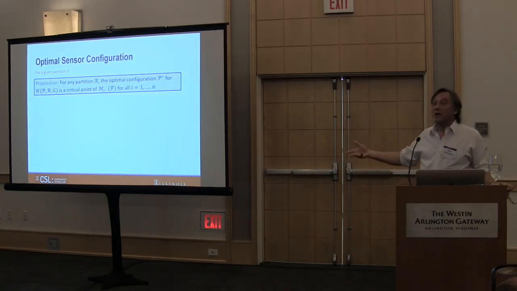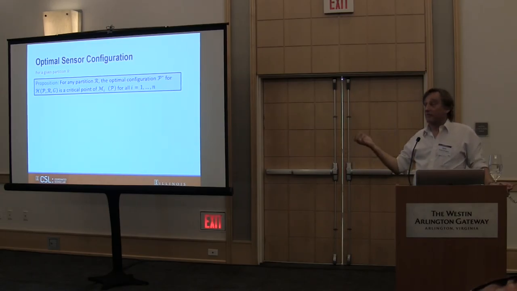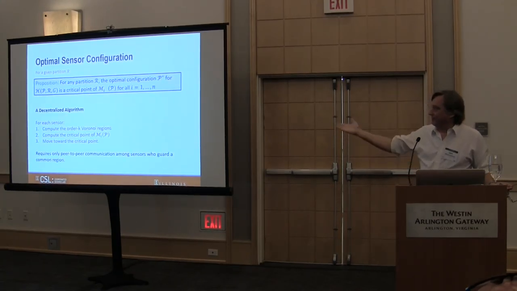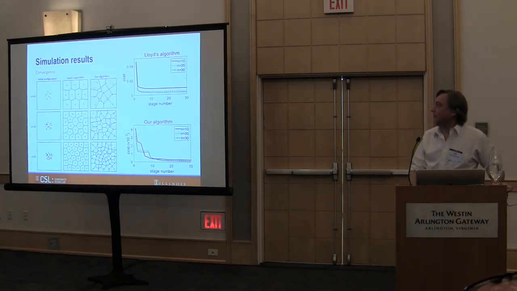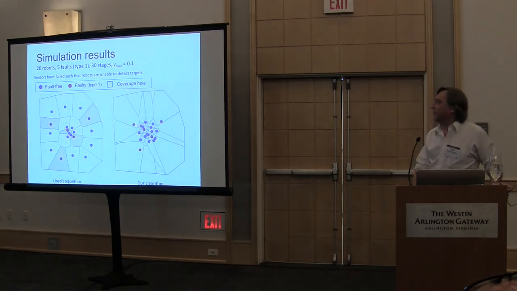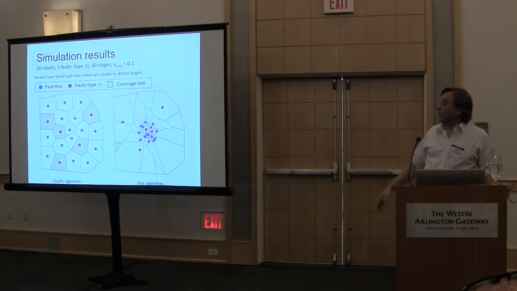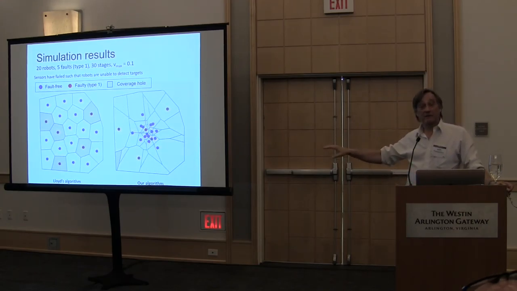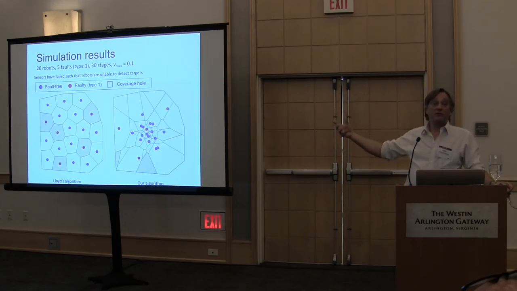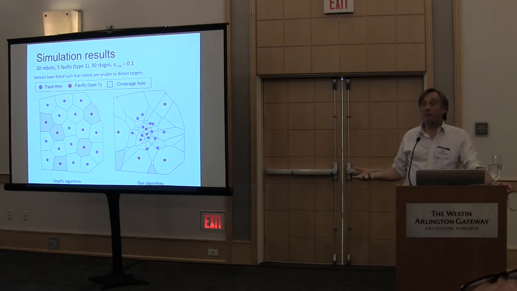It can be shown that the optimal placement of the points is a critical point of the distributed cost function for each of the individual agents. So each agent now just looks at its neighborhood, computes a critical point, and moves toward it. There's the algorithm that achieves it. There's a convergence proof based on LaSalle's principle, and here's a video, which is the best part. What you see on the left is Lloyd's algorithm converging to the Voronoi tessellation that you would expect. The red robots have failed sensors, and therefore the shaded regions are regions where you can effectively hide if you're a target and avoid detection.